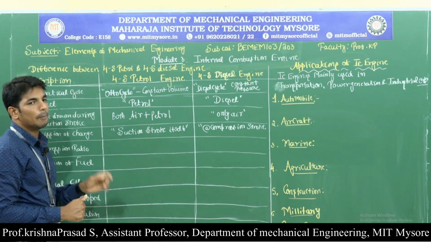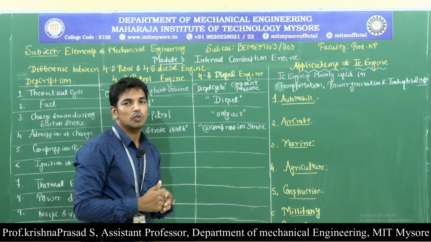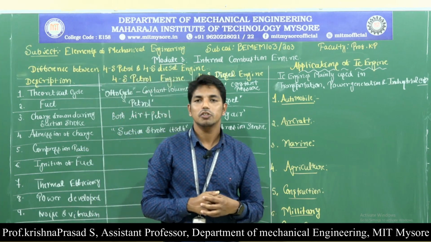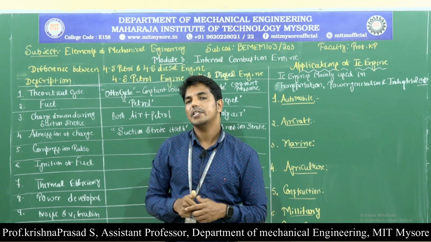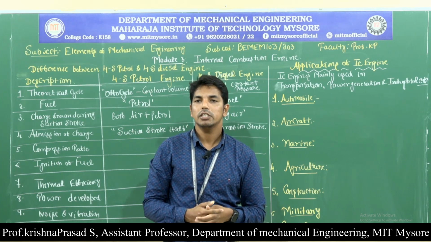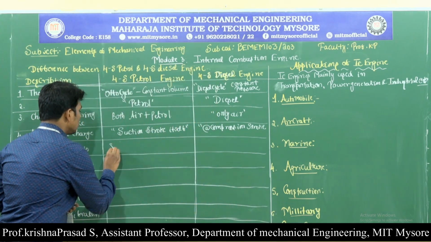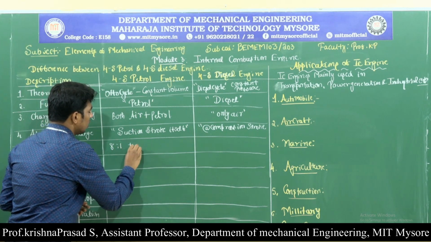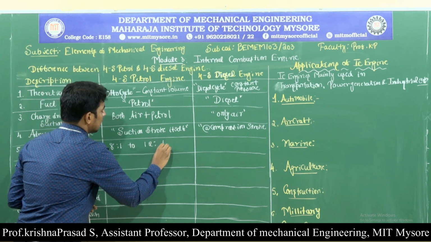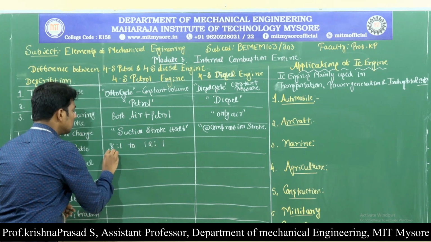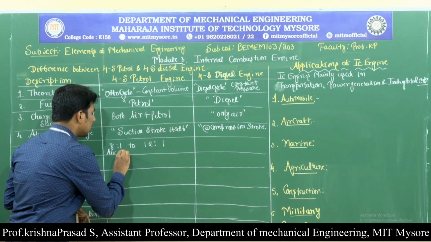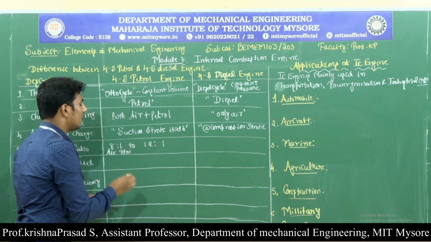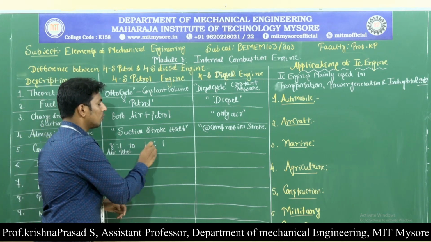Fifth one, what is the compression ratio? We have already discussed what is meant by the compression ratio. Compression ratio is the ratio of total volume to clearance volume. So the compression ratio in the case of the petrol engine is 8:1 to 12:1. That means, in order to burn 8 particles of air, we require only 1 particle of petrol, up to 8:1 to 12:1.